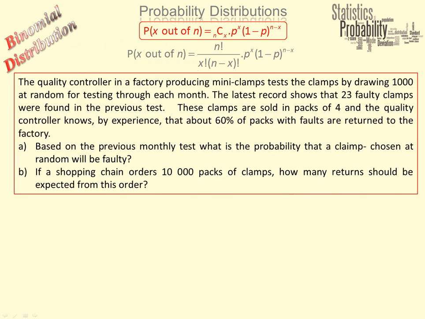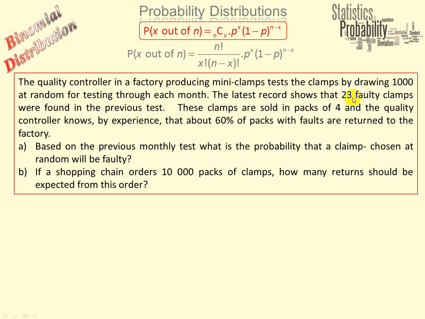Now here's an interesting one. A quality controller in a factory producing mini clamps tests the clamps by drawing 1,000 at random for testing each month. The latest record shows that 23 faulty clamps were found in the previous test. That means over the previous month, 23 were found faulty. These clamps are sold in packs of 4, and the quality controller knows by experience that about 60% of the packs with faults are returned to the factory. Based on the previous monthly test, what is the probability that a clamp chosen at random will be faulty?